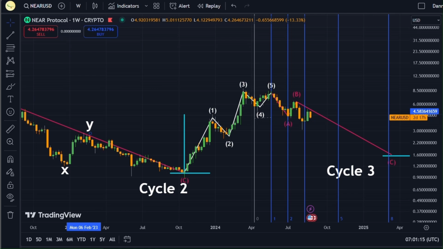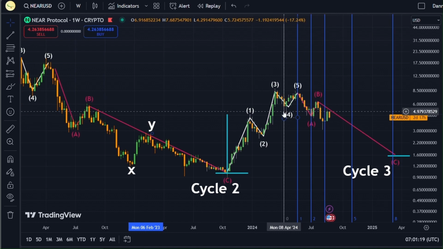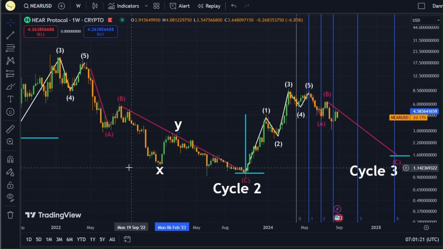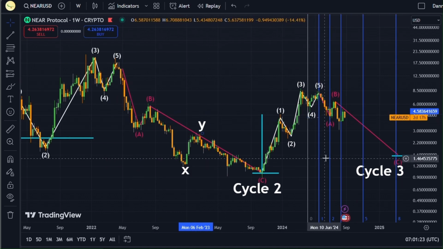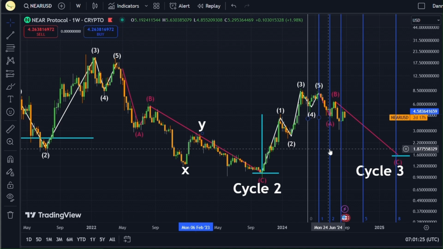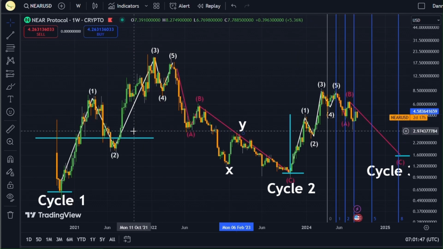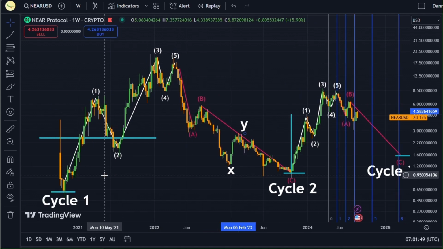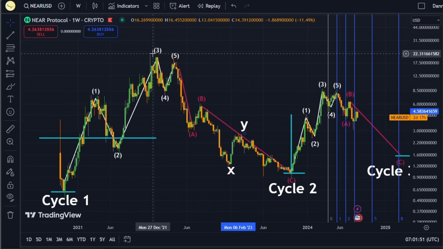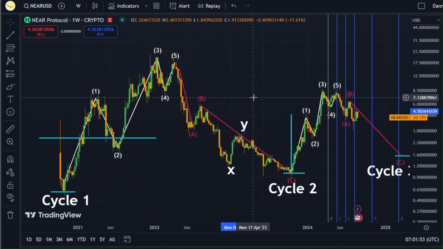Let us continue our analysis on the Near Protocol cryptocurrency. In the previous cycle, it followed many patterns similar to the current ongoing cycle. When each pattern ends, I mention the number along with some alphabets. As you can see here in the previous cycle, which is cycle 1, I have mentioned the numbering 1, 2, 3, 4, 5 when the pattern ends.